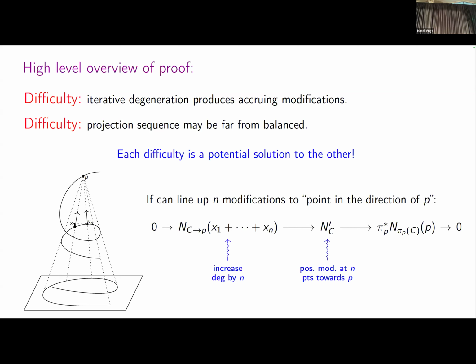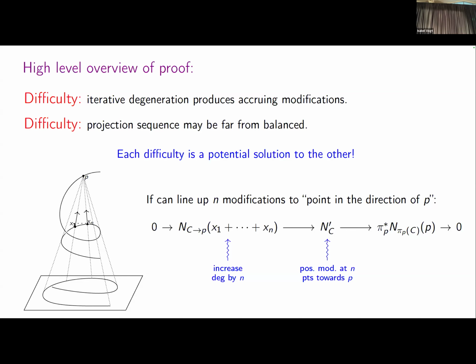Remember that if I take this normal bundle and it's going to have some positive modifications, I'm allowing some poles. If I can line up those poles to point towards P, then they twist up the subbundle. And so they bump this sequence to be closer to being balanced. And also, those modifications were in the directions that got contracted by the map. So I've also eaten those modifications and they don't show up in the quotient. So I have both made my sequence more balanced and I have consumed these accruing modifications.